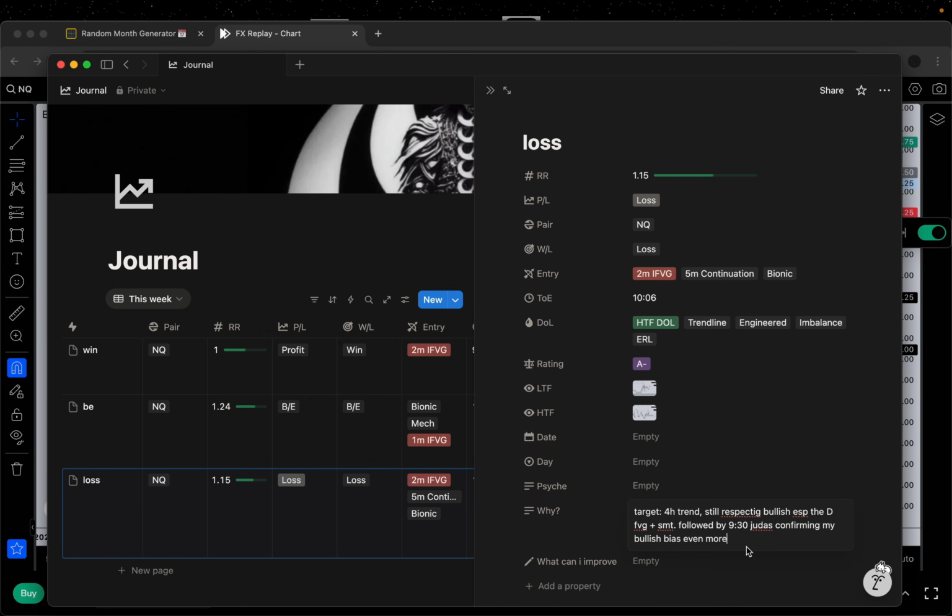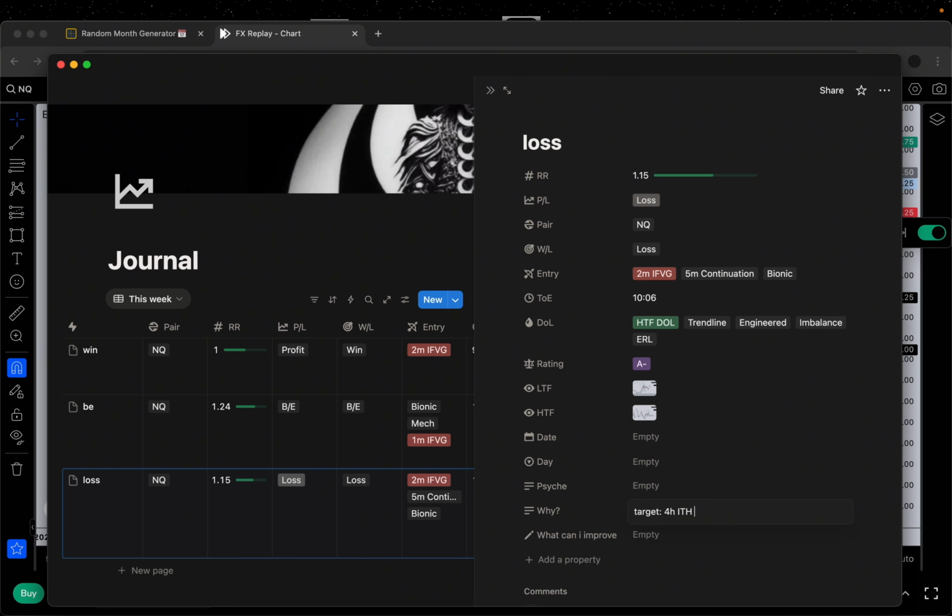Wait, actually, I'm just going to restart this. 4-hour intermediate high with unmitigated 4-hour gap above. Good target because 4-hour trend respecting bullish, dissing bearish, daily gap plus SMT respected, and lack of sell side targets.